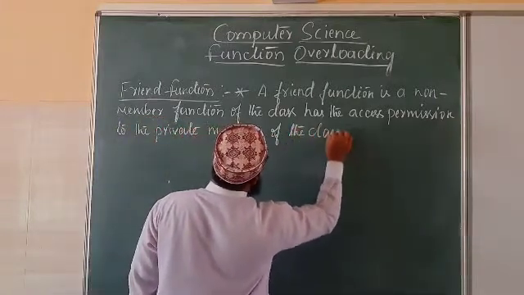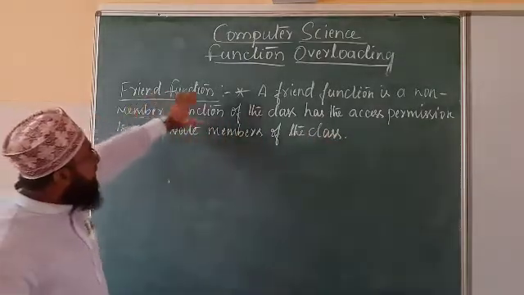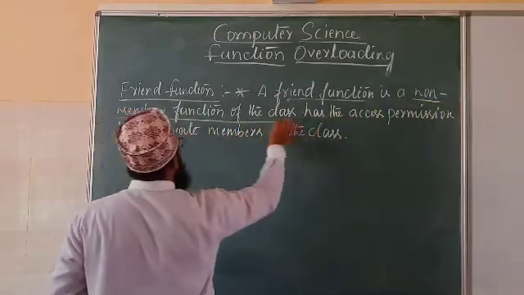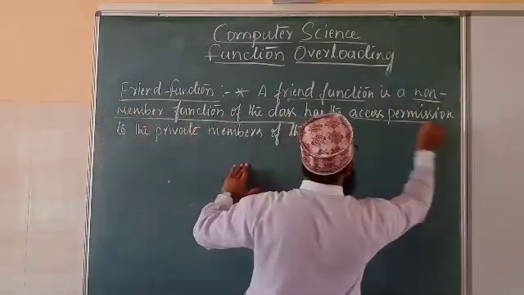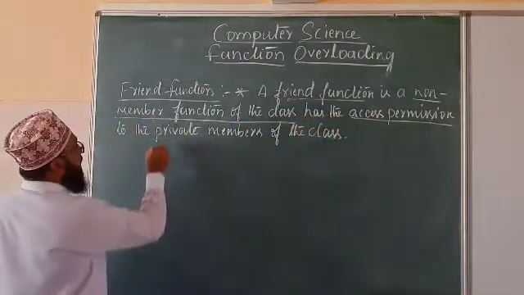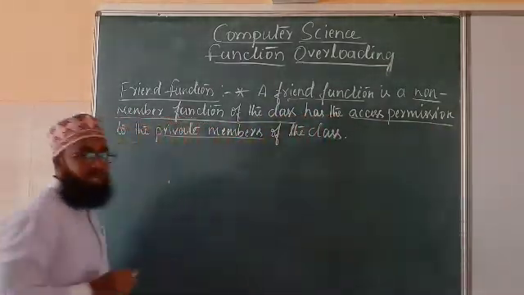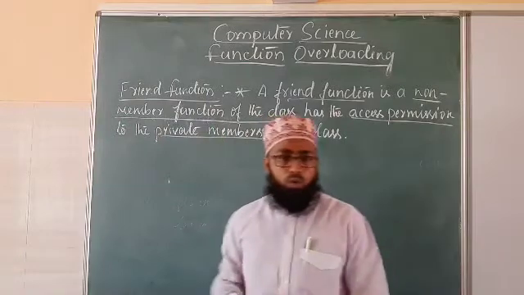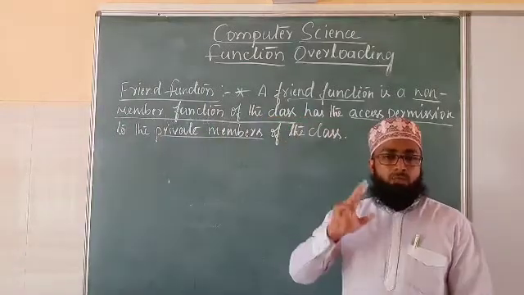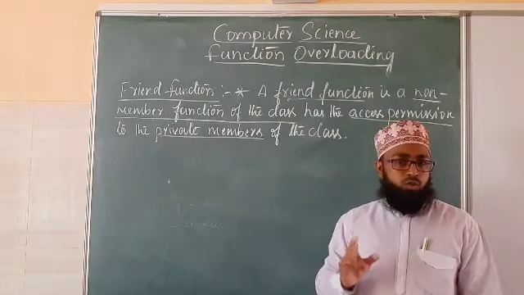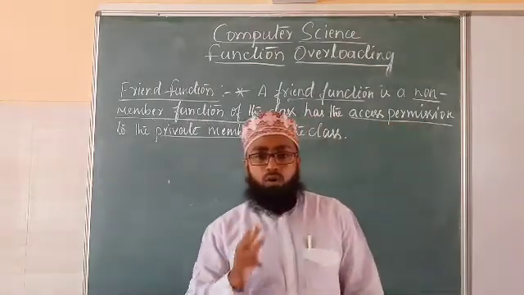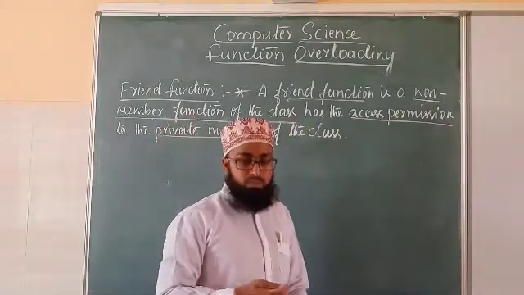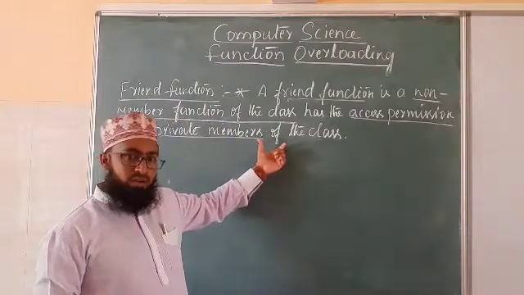Okay, so this friend function is a non-member function of the class, but it is having the access permission to the private members of the class. Even if it is a non-member function of the class, it is having access permissions to the private members of the class. Okay, hope you have understood this point. In one more way I will try to make you understand.